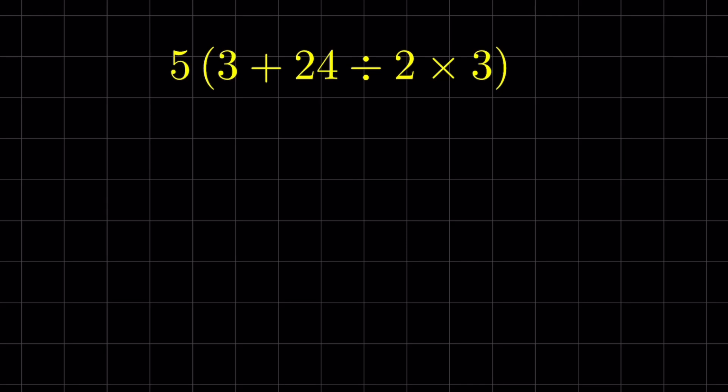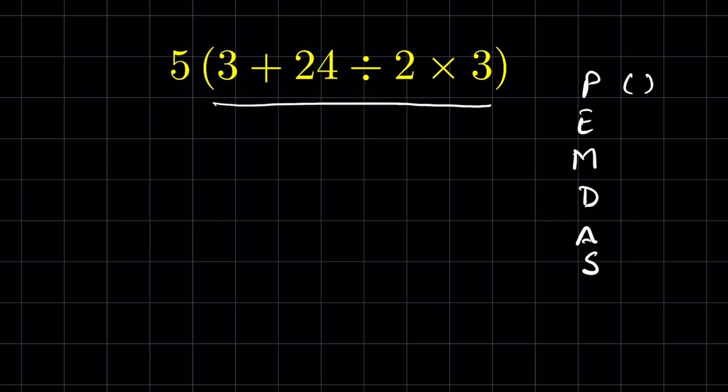5(3 + 24 ÷ 2 × 3). How do we solve this? As per the order of operations, we first solve the parenthesis, also called the bracket. After that, exponents, orders, indices, roots. Then comes multiplication, division, addition, subtraction.